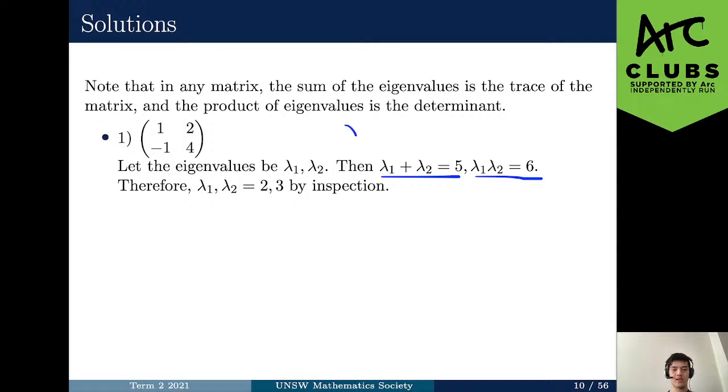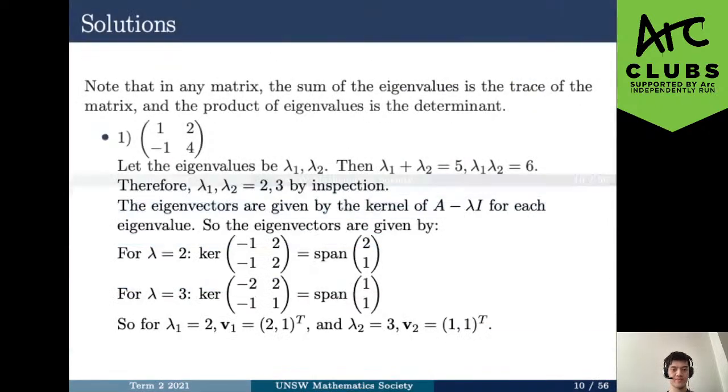And here you can find what they are by inspection, or you can construct a quadratic equation. Let's say lambda squared minus 5 lambda plus 6 equals 0. That's just from the sum and product of roots. And then you can solve for lambda quite easily from that. Some of you might find that slightly easier than using the characteristic polynomial. Well, I guess they're both pretty easy.